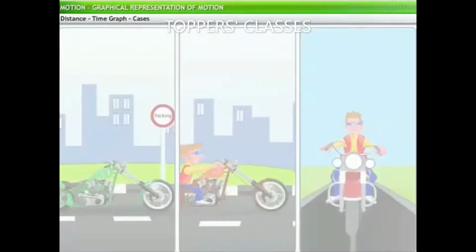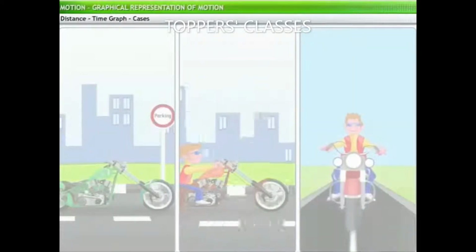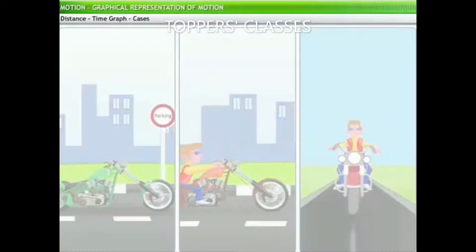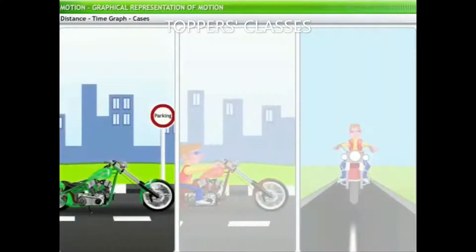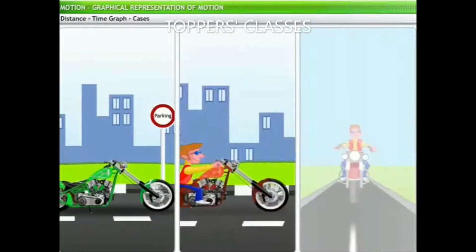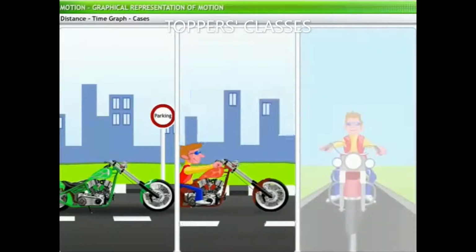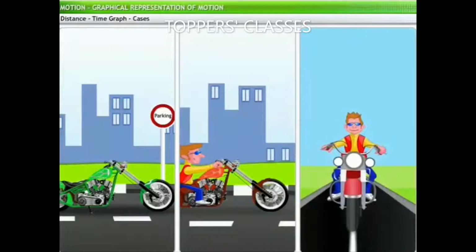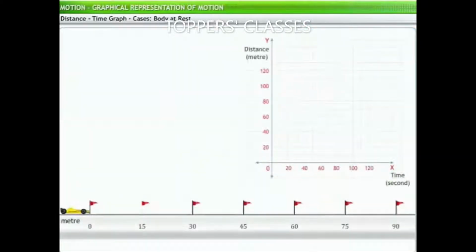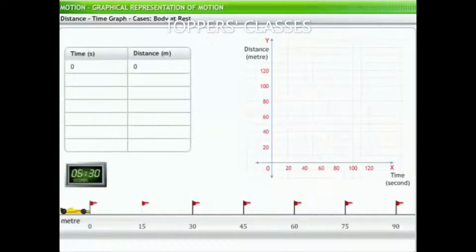Considering the nature of the motion of a body, a distance-time graph may show a body at rest, a body with uniform motion, and a body with non-uniform motion. If a body is at rest and does not move, we say the distance travelled by the body is 0, no matter how much time has elapsed.